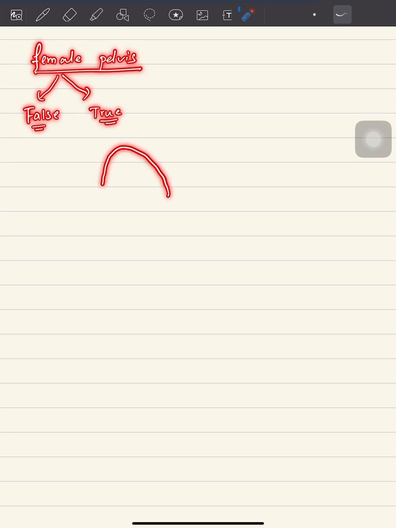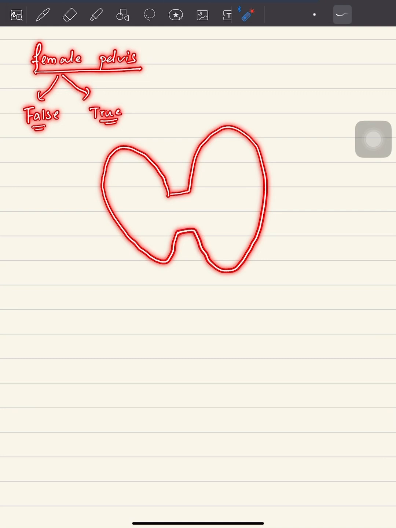Female pelvis. One thing we have to know is that there are two things: one is the false pelvis and the other is the true pelvis. So if we talk about the female pelvis, it consists of four bones.